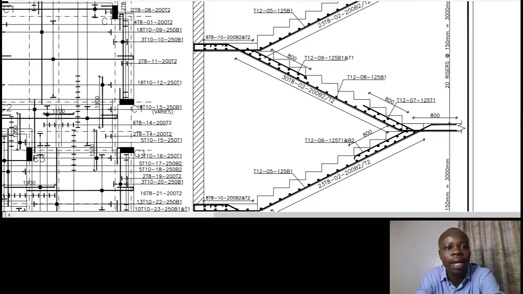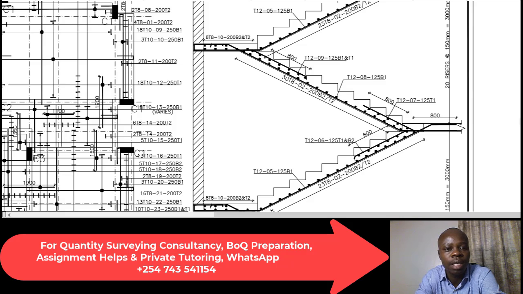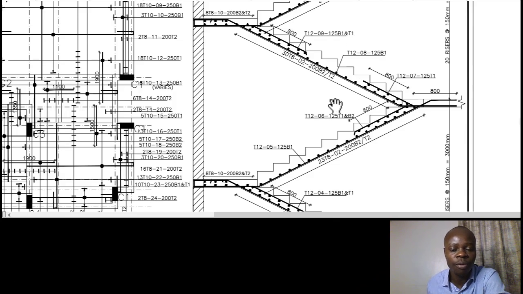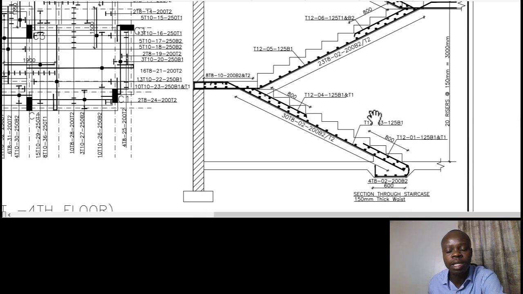For today, I would like us to study how to estimate steel reinforcement quantities on the staircase. This is a very challenging one, and I would like us to follow together so that we learn how to do that. First and foremost, I would like us to understand how exactly reinforcement for a staircase is normally interpreted.